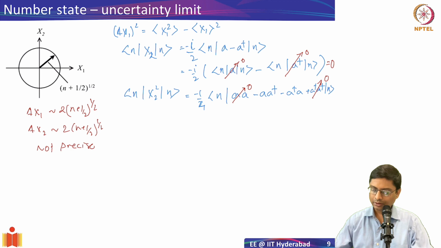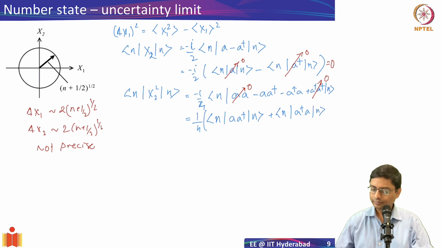Okay. So now this should be minus, if I take out 1/4, a a dagger acting on n plus a dagger a acting on n. Or rather, I should not say n acting on, a dagger a acting on n. The operator acts on the number state, not the state acting on the operator. Sorry. Yeah. Okay.